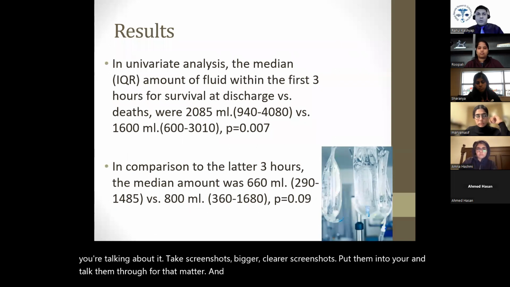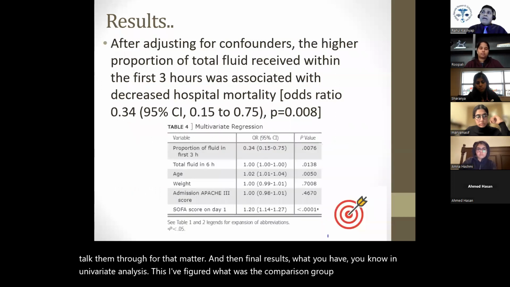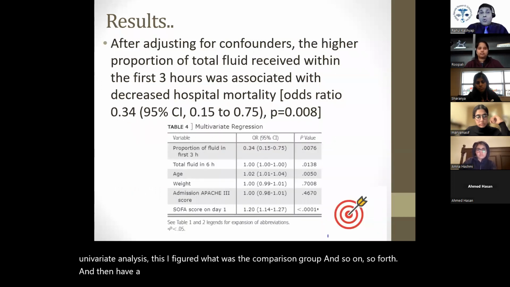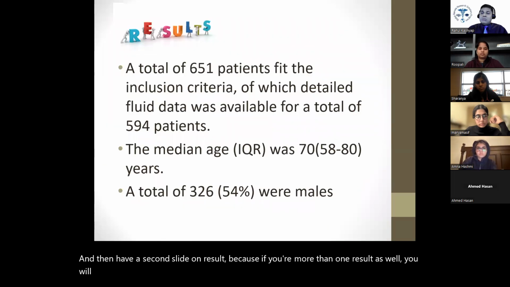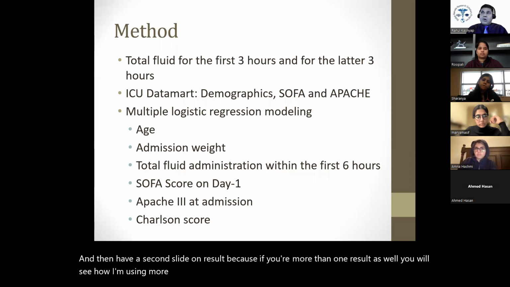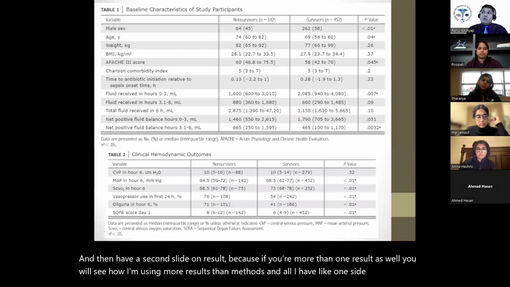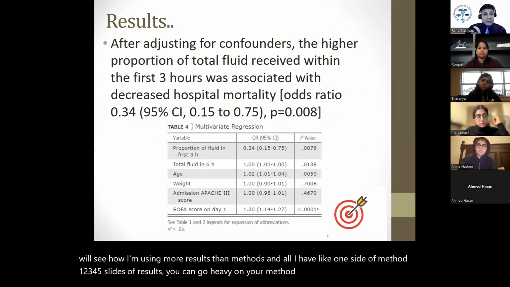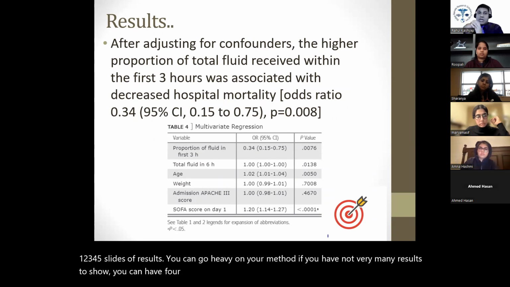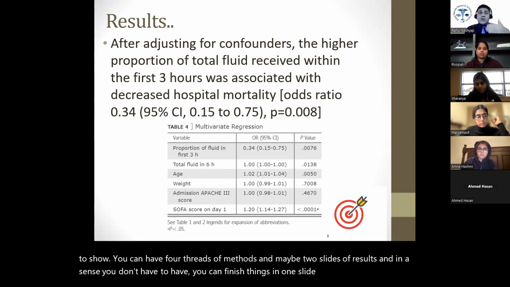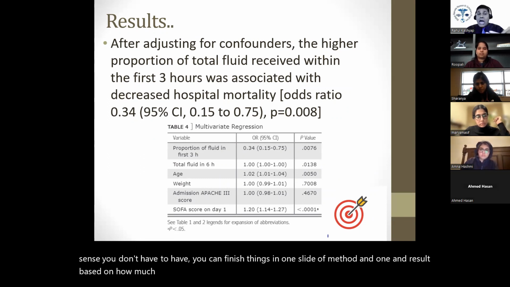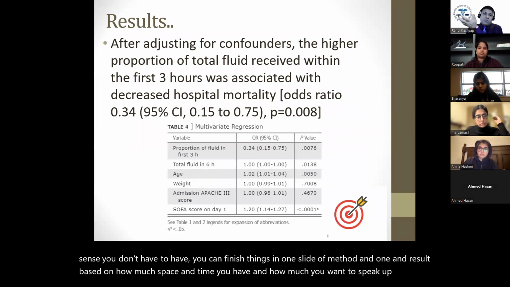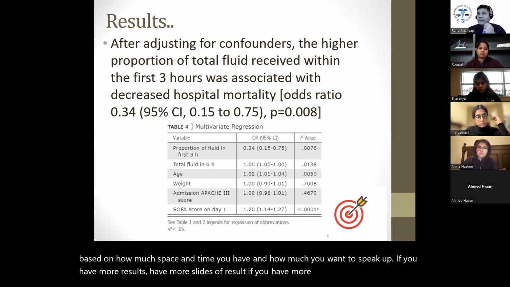And then final results, in univariate analysis, what the comparison group was and so on. Then have a second slide on results, because you may have more than one result. You will see how I'm using more slides on results than methods. I have one slide of method and five slides of results. You can go heavy on your method if you do not have many results to show. You can have 4 slides of methods and maybe 2 slides of results. Or you can finish in 1 slide of method and 1 of result, based on how much space and time you have and how much you want to speak. If you have more results, have more slides on results. If you have more method, have more slides on method.